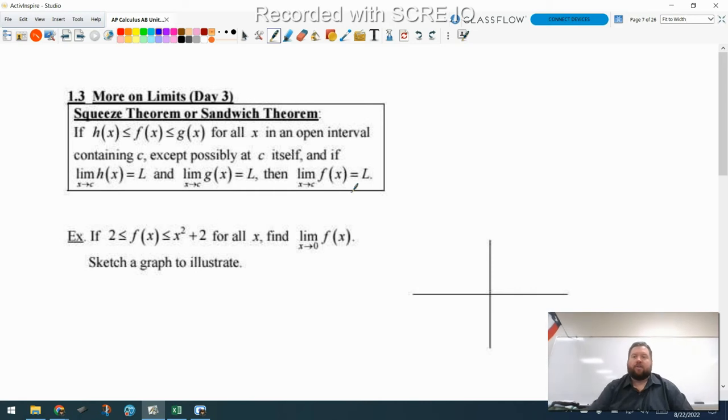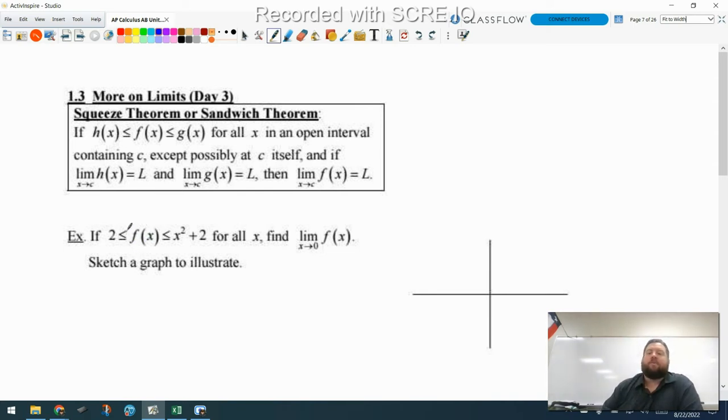All right, so let's show you an example of what this looks like, and then we'll talk about how this all works. So we have, if 2 is less than or equal to f of x is less than or equal to x squared plus 2 for all x, find the limit as x approaches 0 of f of x. So what they're doing here is they're asking us the limit of a function they didn't tell us anything about. We don't know what f of x is. We don't know its equation. We don't know what its graph looks like. We don't know anything about f. Okay, but we can solve this problem.